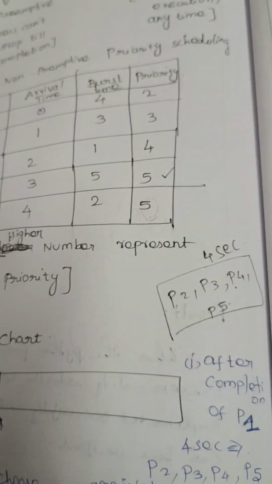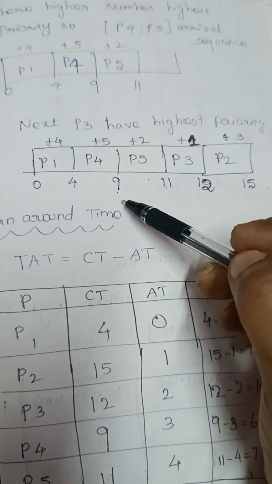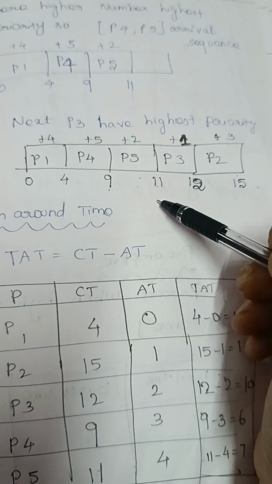Next, P5 burst time is 2, so 9 plus 2 we got 11.